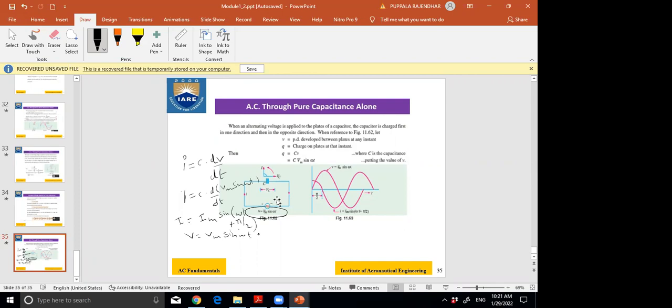Plus pi by 2 means it's leading compared to the voltage waveform. The voltage is starting at 0. The current magnitude will be less, but it starts 90 degrees leading, at pi by 2. So the current is leading compared to the voltage in the case of a capacitor.